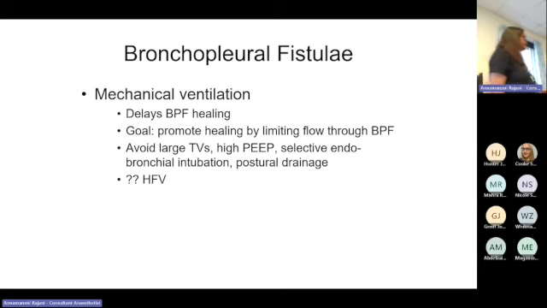Now, would you ventilate a bronchopleural fistula? You'll try not to. You'll try to wake those patients up, because any positive pressure ventilation on the stump can compromise the healing.